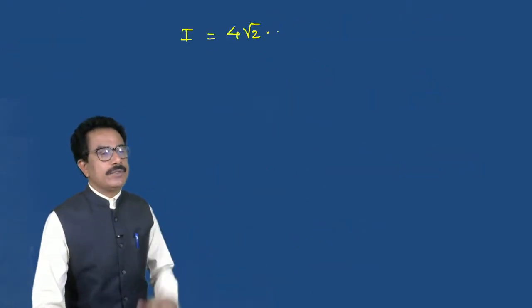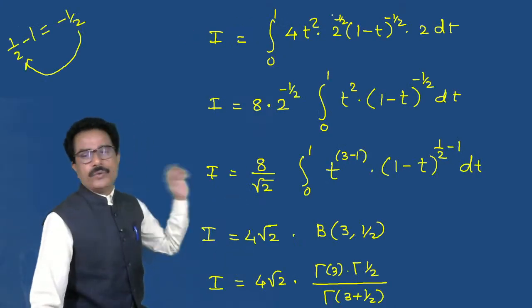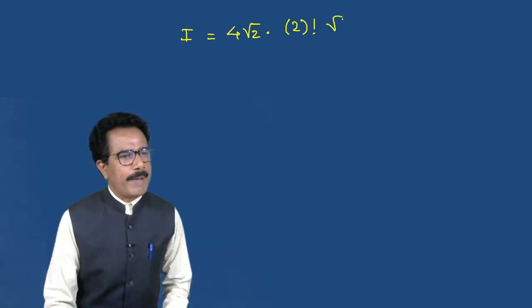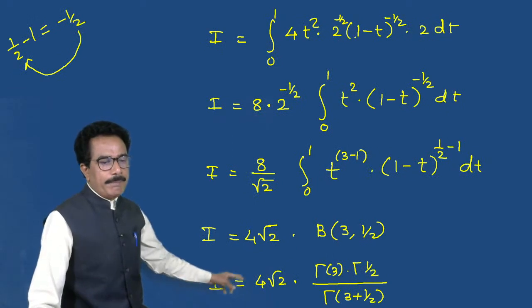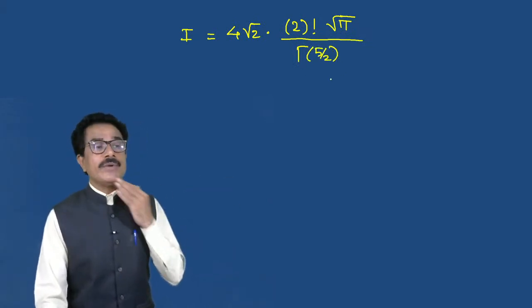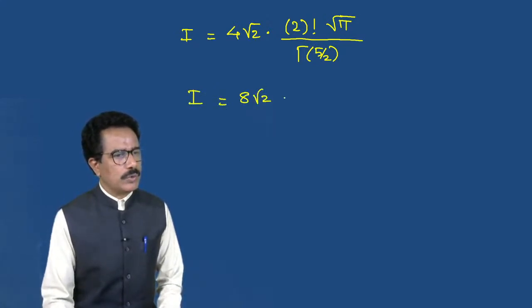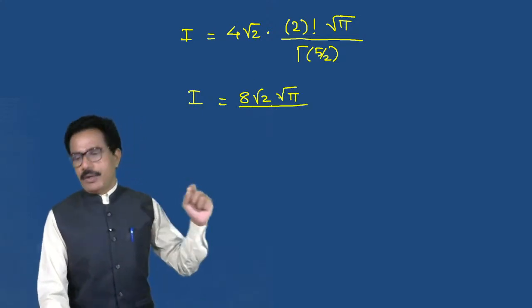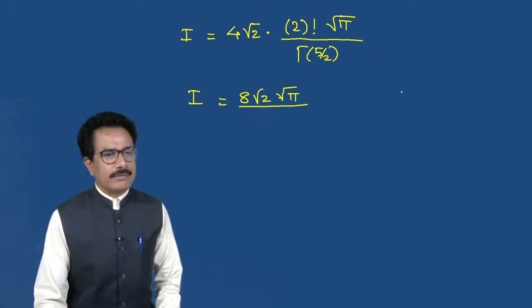So we can write this as I is equal to 4 root 2 into gamma 3. Gamma 3 means we can write 2 factorial. Gamma 1 by 2. What is the value of gamma 1 by 2, student? Root pi, divided by 3 plus 1 by 2 means 5 by 2, gamma 5 by 2. And you calculated the value of gamma 5 by 2 yesterday, put it here. So I is equal to 8 root 2 into root pi divided by, tell me the value of gamma 5 by 2, you calculated it yesterday.